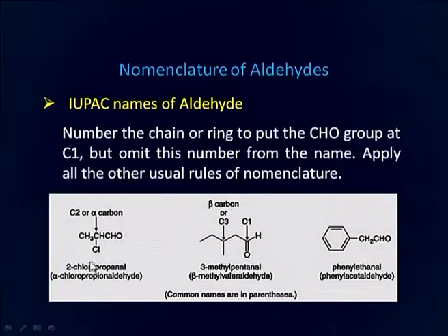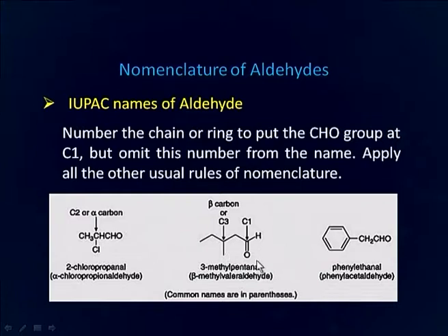We will now discuss these rules with the help of examples. As you can see here in this example, this is a 3-carbon aldehyde. So, basically its common name should be propanal, but it is not a simple propanal. You can see here that it has a chloro substitution at position 2. So, in IUPAC nomenclature, we will name the molecule as 2-chloropropanal.